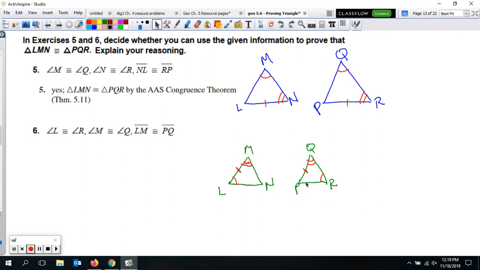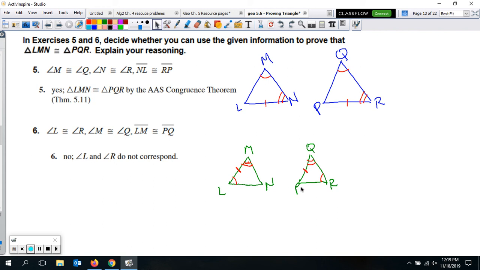You don't have the right angle, side, angle. You have an angle, angle, side on this guy. So because of that fact, you're going to say no. L and R, they don't correspond. That's what the whole point is. You have your L and R, they're not even corresponding in our diagram.